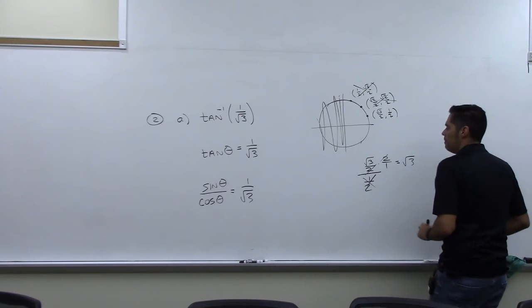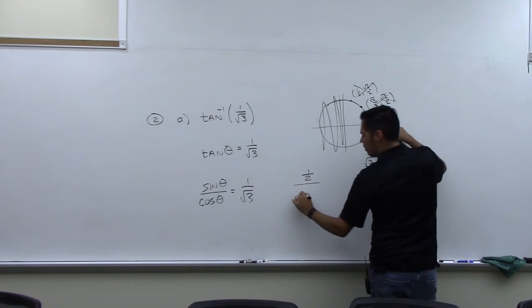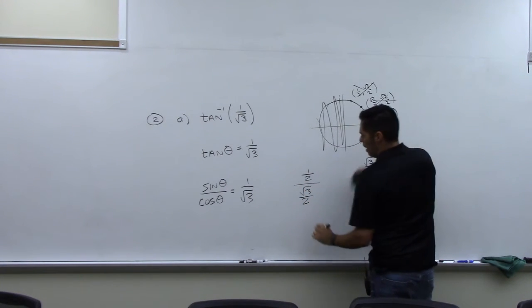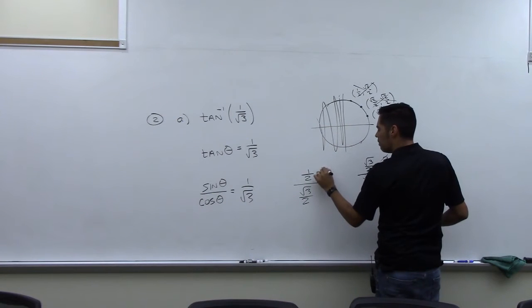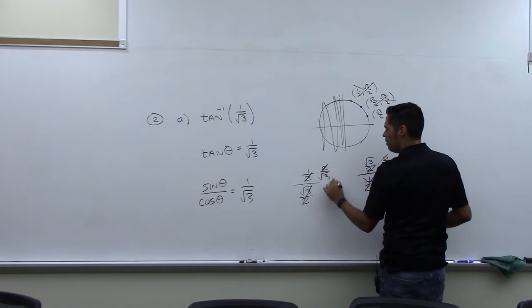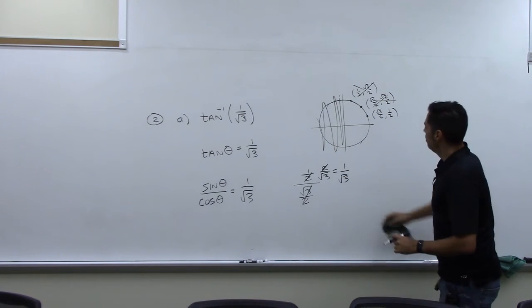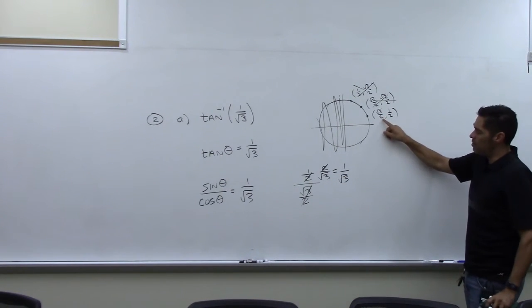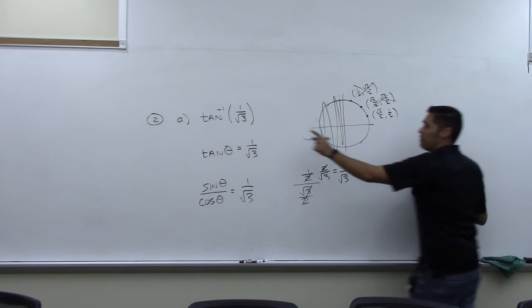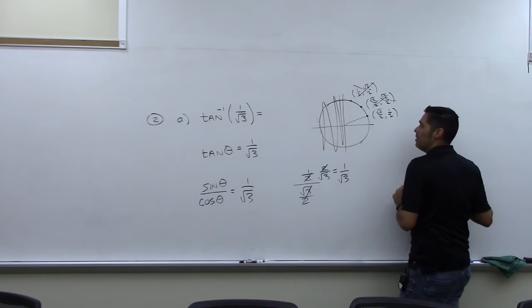Let's check it, though. If I take the y coordinate, 1/2, divide it by the x coordinate, root 3 over 2, and then do my flipping, multiplying by the reciprocal, then the 2's cancel, and I get 1 over root 3. And that's exactly what I wanted. So I know that this point corresponds to the tangent of the angle being 1 over root 3. So to find the inverse tangent, what I need to know is what was that angle, and that's pi over 6.